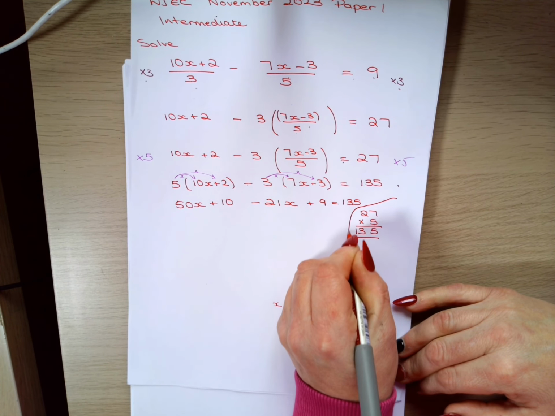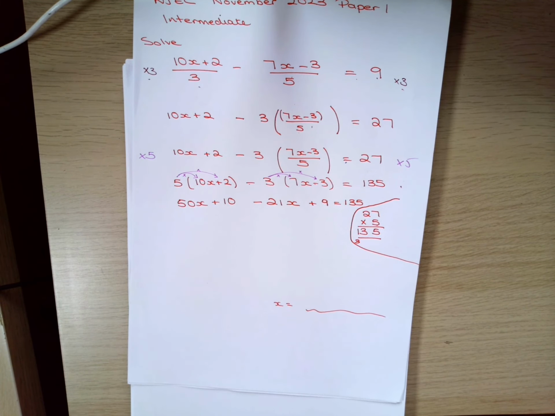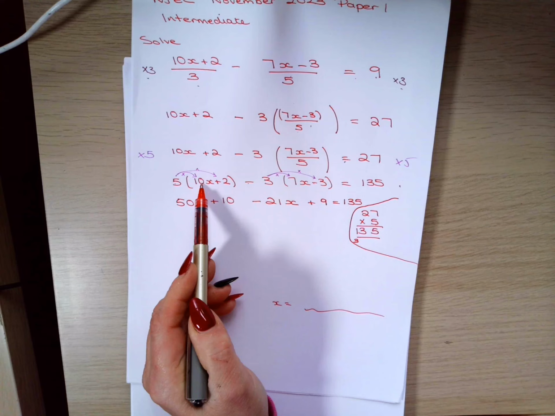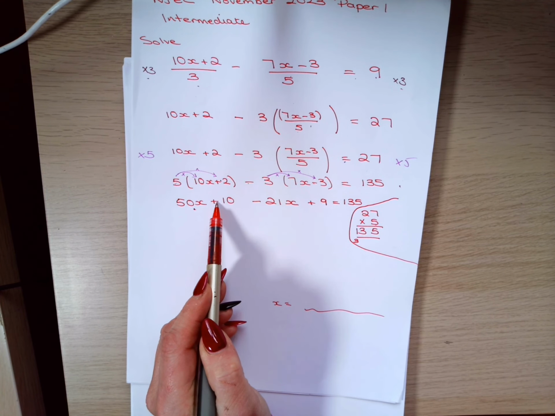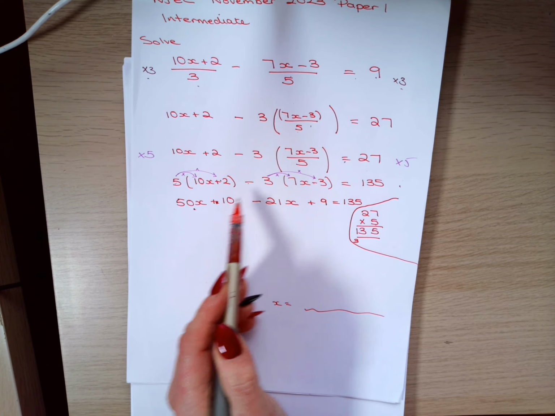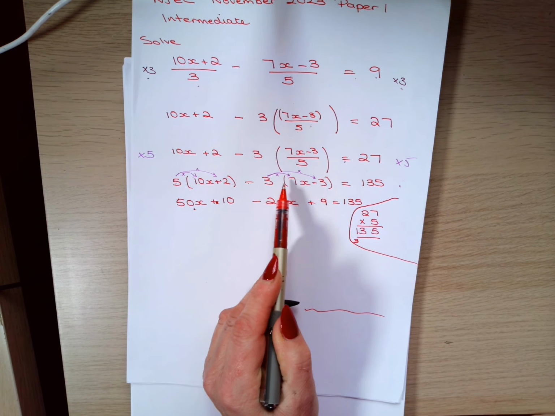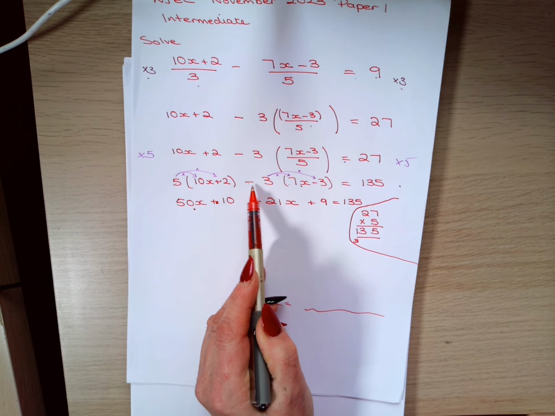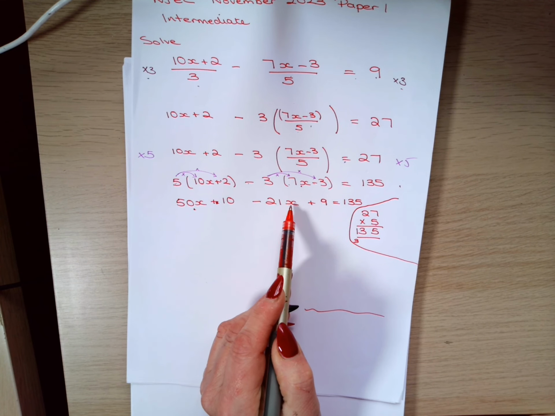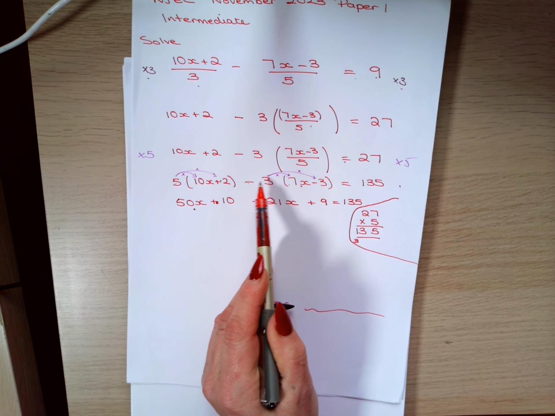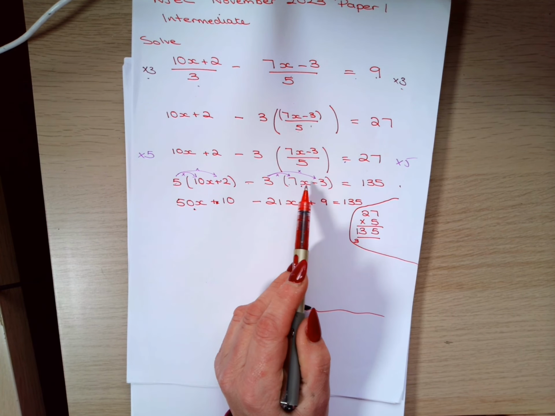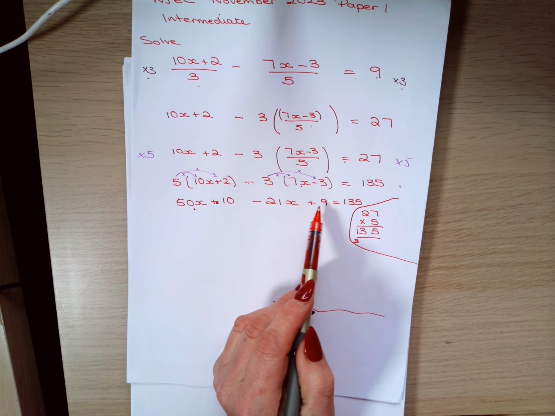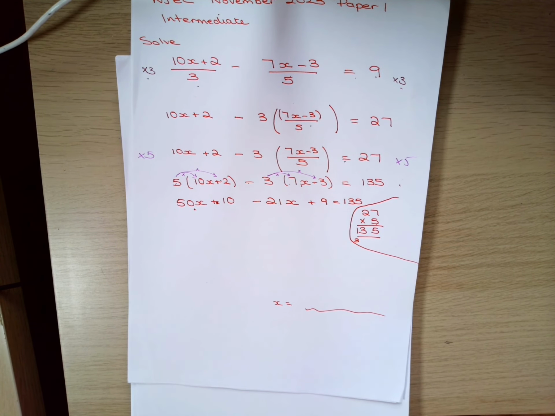So I'm just going to put that out there just to show that's different. So we've got 5 times 10x, which is 50x. We've got 5 times plus 2, which is plus 10. Then we've got minus 3, negative 3 times 7x. So that's negative 21x. So you deal with the sign, then you deal with the number, then you deal with the letter. Okay, break it down like that. Then you've got a negative 3 times a negative 3. So that is a positive 9 equals 135.